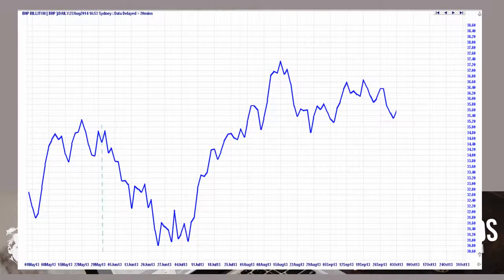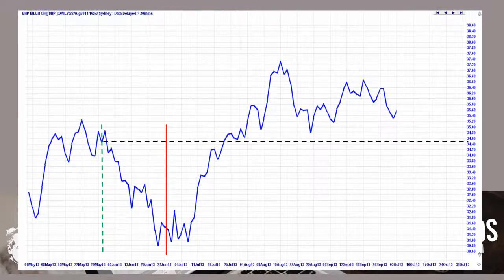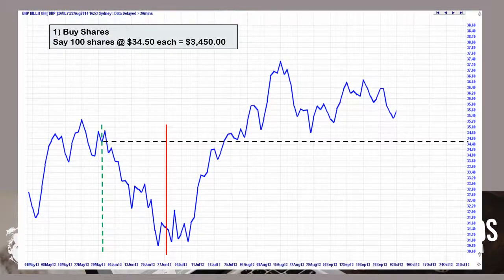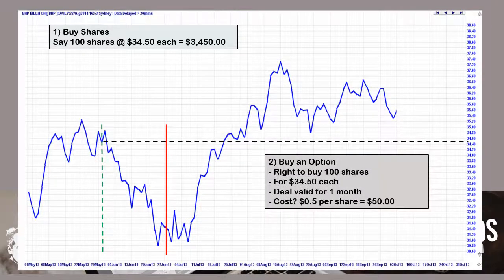A little bit earlier in time, let's say we are here at the green line. 1 month later, expiry of our option is there. BHP is trading at about $34.50. So you can buy 100 shares at $3,450. Well, with an option, again, pretty much the same thing. You get the right to buy them at $34.50, deal valid between the green and the red line. It's a month. It will cost you about $50.